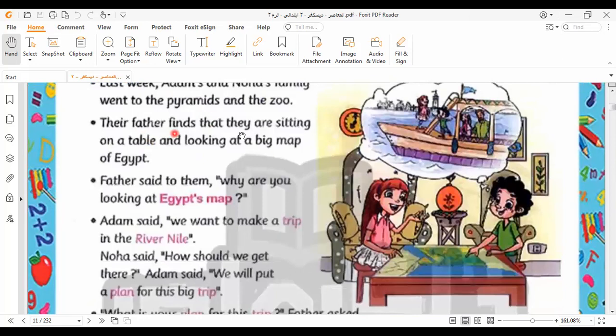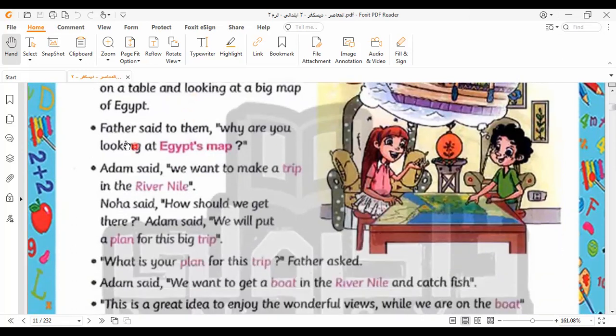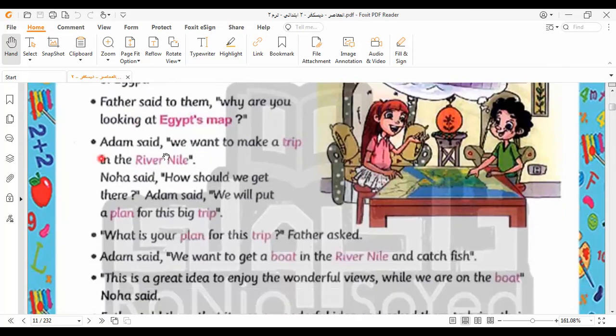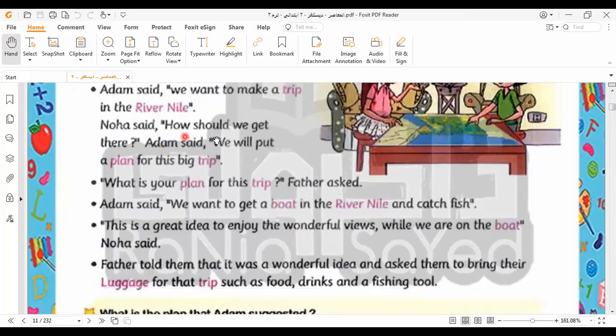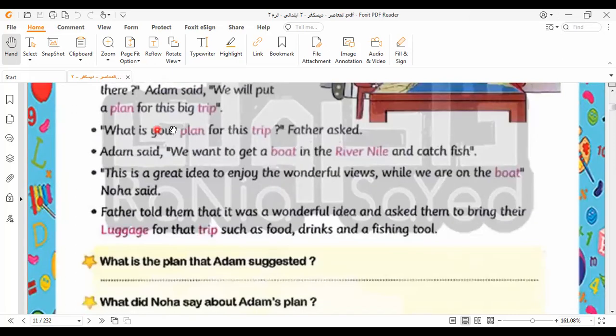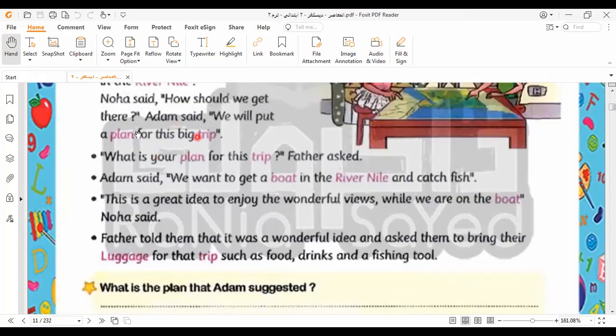Their father finds that they are sitting on the table and looking at a big map of Egypt. Father said to them, "Why are you looking at Egypt's map?" Adam said, "We want to make a trip in the river Nile." Noah said, "How should we get there?" Adam said, "We will book a plane for this big trip."